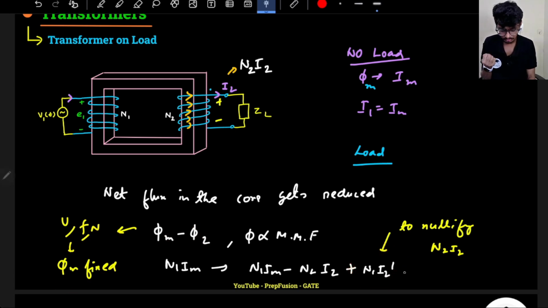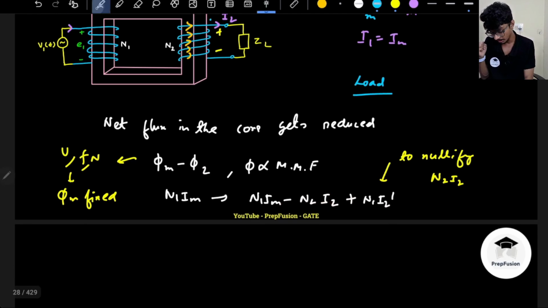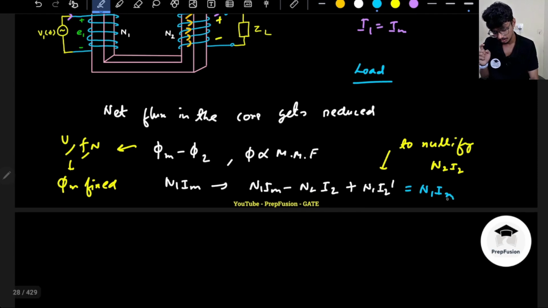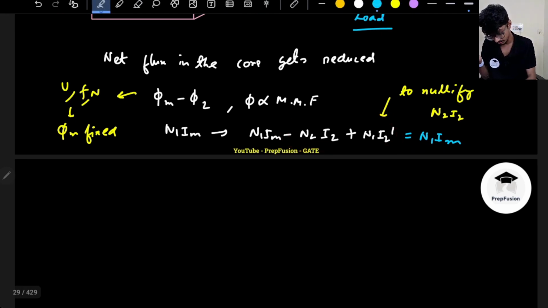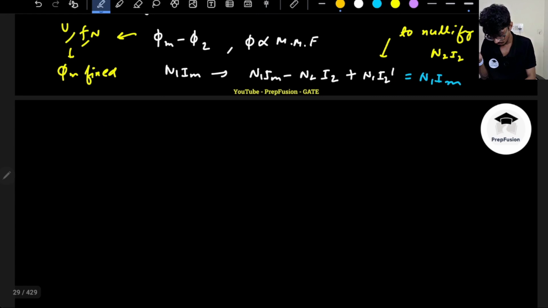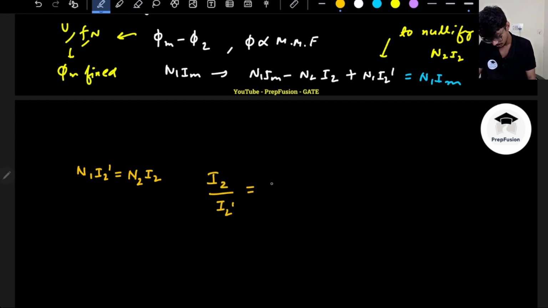So additionally we will generate extra MMF to nullify this. Ultimately my net MMF on the core should always be equal to N1 into Im. If it is always equal to N1 into Im, that means these two should cancel to 0 basically. So N1 I2 dash will be equal to N2 I2. From here I can directly write a very good equation: I2 upon I2 dash is equal to N1 upon N2.